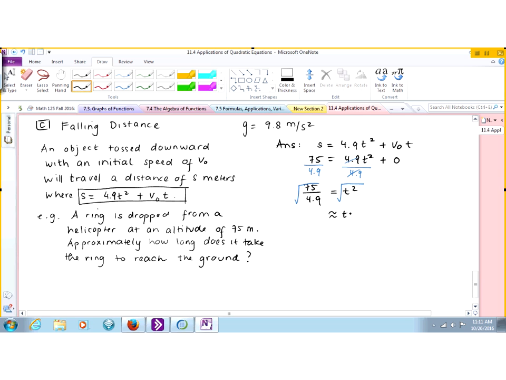So can you give me an approximate value? How many seconds approximately? Square root of 75 divided by 4.9. Oh, where is my calculator? 3.9 what? Okay, so 3.9 seconds, right? All right, so approximately 3.9 seconds.